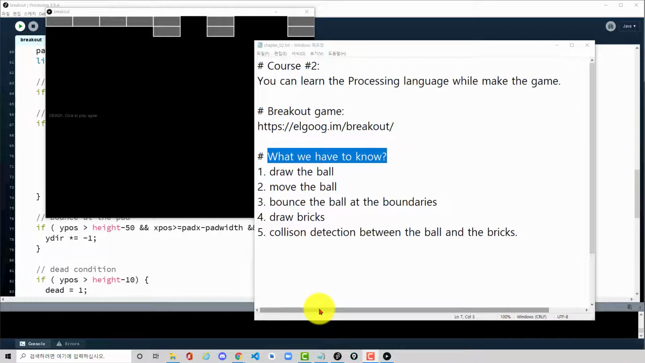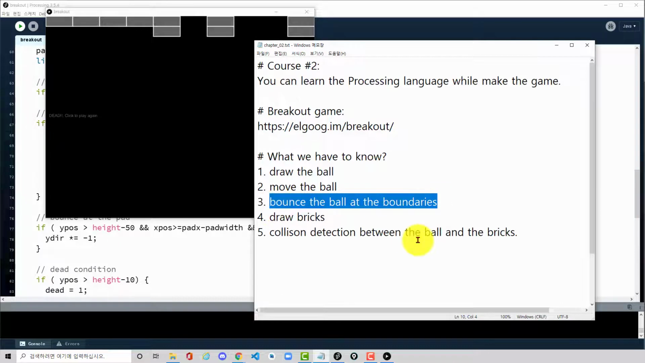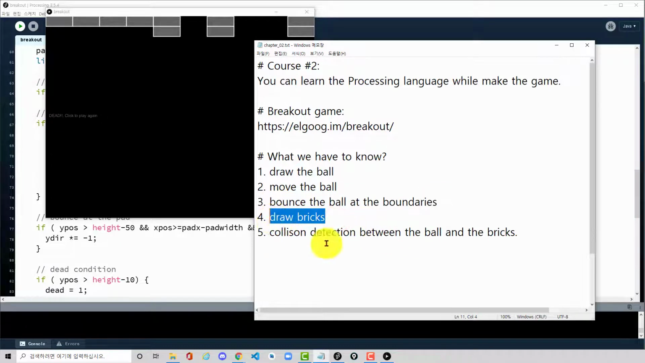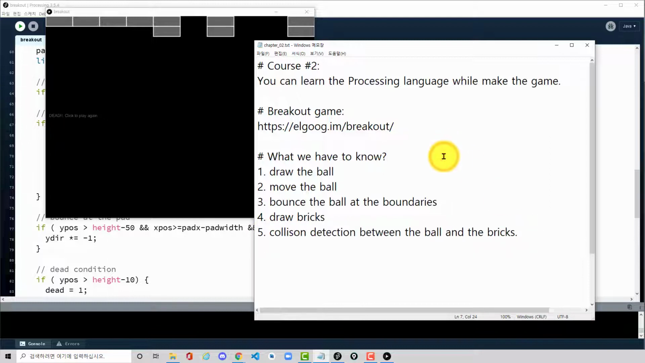So, in summary, what do you have to know to make this Breakout game? Line by line, step by step, you have to draw the ball at first, right? And you have to move the ball. And you have to make the ball bounce at the boundaries too. And you have to draw bricks, and draw a racket too. And you have to detect the collision between the ball and bricks. That's all. So we are going to make the Breakout game in this sequence.